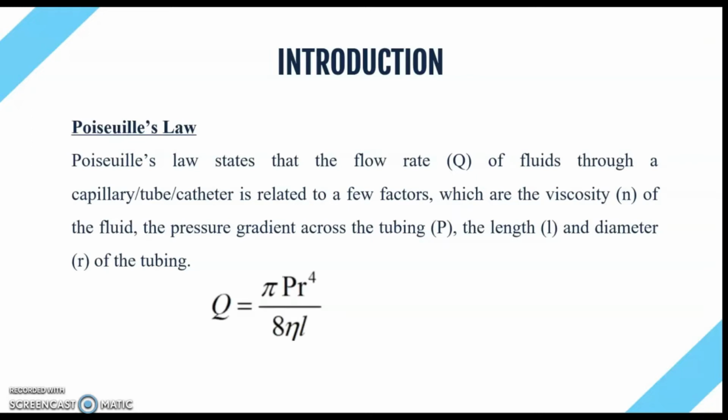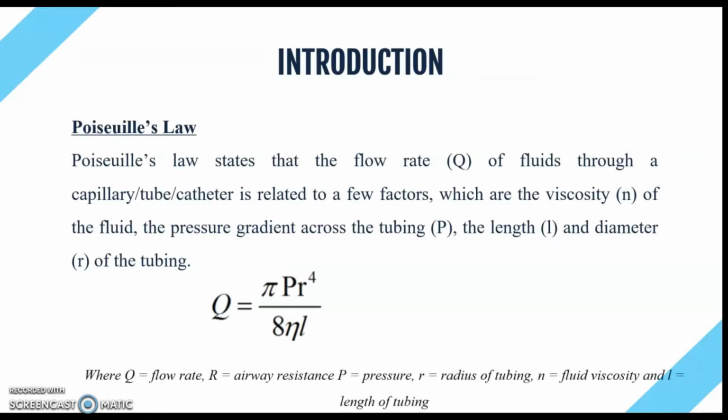Q equals πPr⁴ over 8ηL, where Q is the flow rate, P is the pressure, r is the radius, η is the fluid viscosity, and L is the length of the tubing. After rearranging this formula, we can get the relationship between the airway resistance and the diameter of the airway. The formula for this relationship is R equals 8ηL over πr⁴, where R is the airway resistance and the rest is the same as previously.